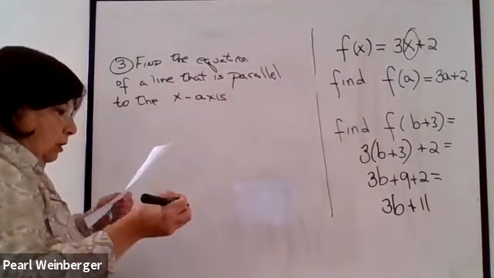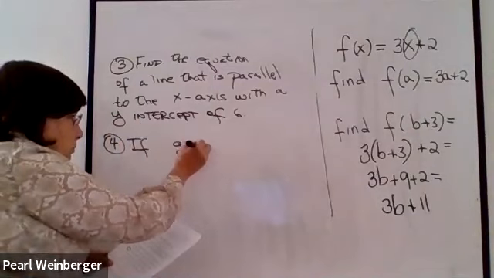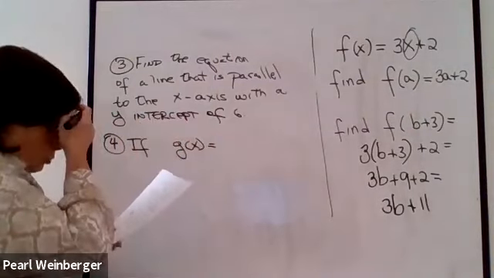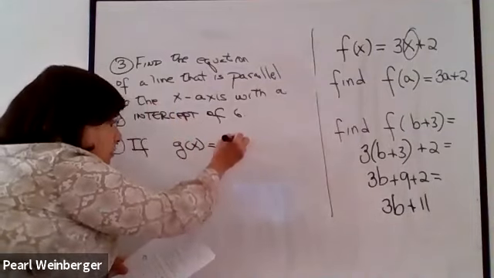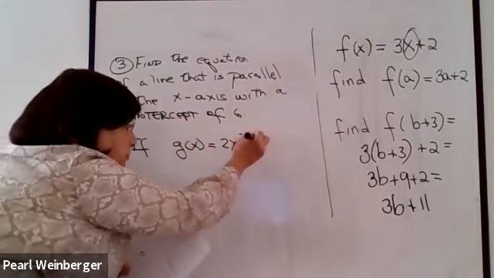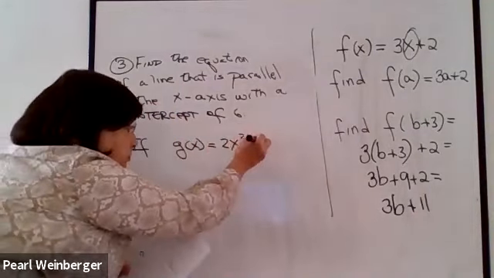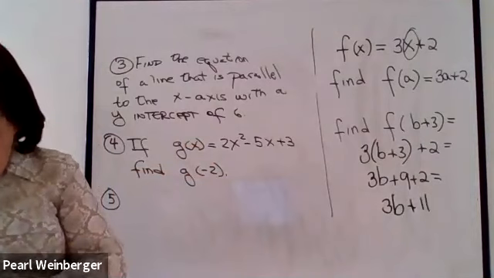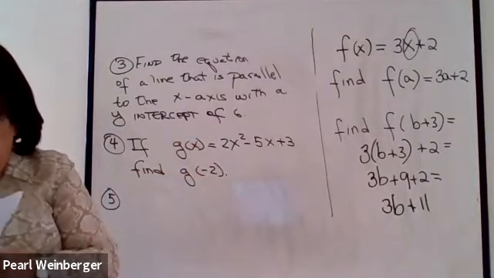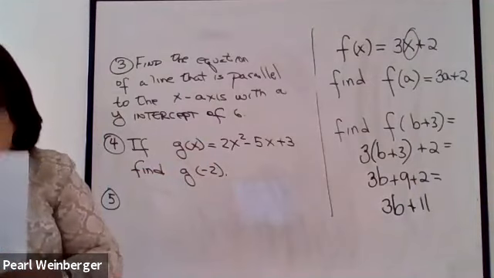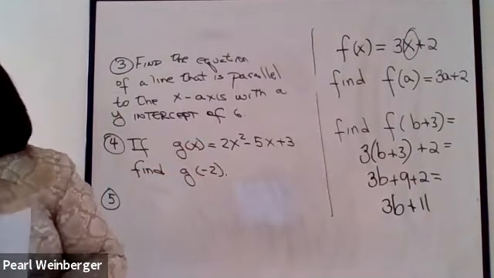Question number 4. If g of x is equal to 2x squared minus 5x plus 3, find g of -2. And question number 5, so there will have been a total of 5 questions of these examples. This is not an exam, it's basically homework.